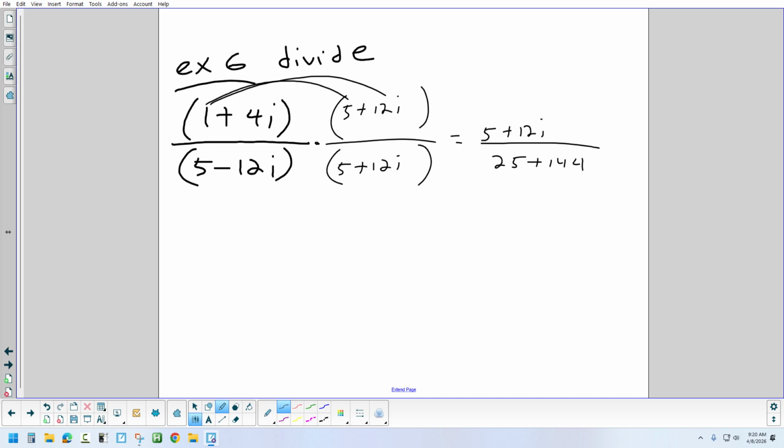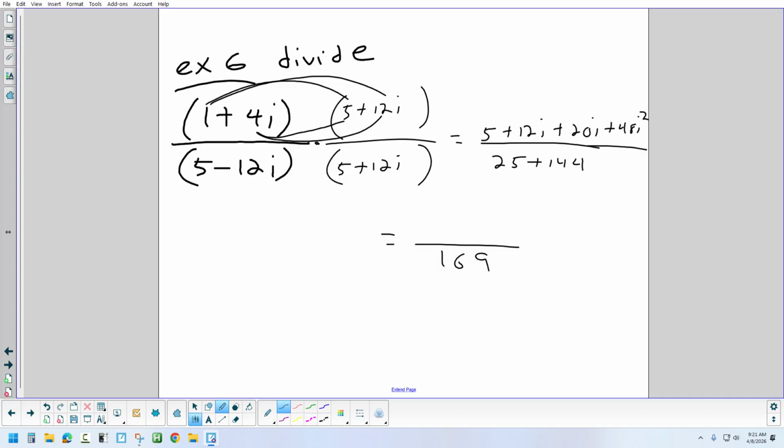Okay, and the next two we're going to multiply together. How about Lucas? 4i times 5. Yep. And what's 4i times 5? 20i. Good. 20i. And Kim, what's 4i times 12i? 48i squared. Yep. Okay. So now, bottom is 169.